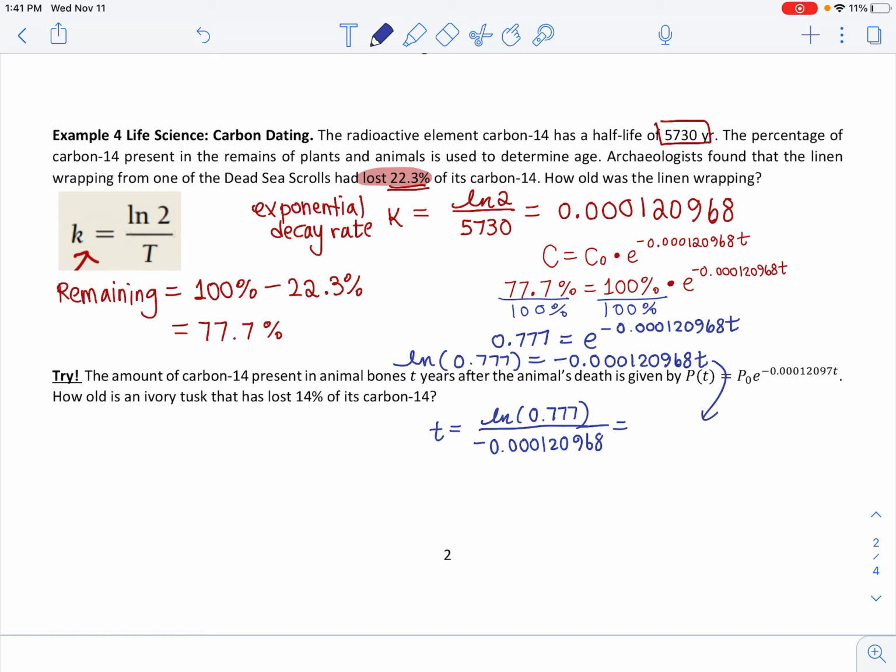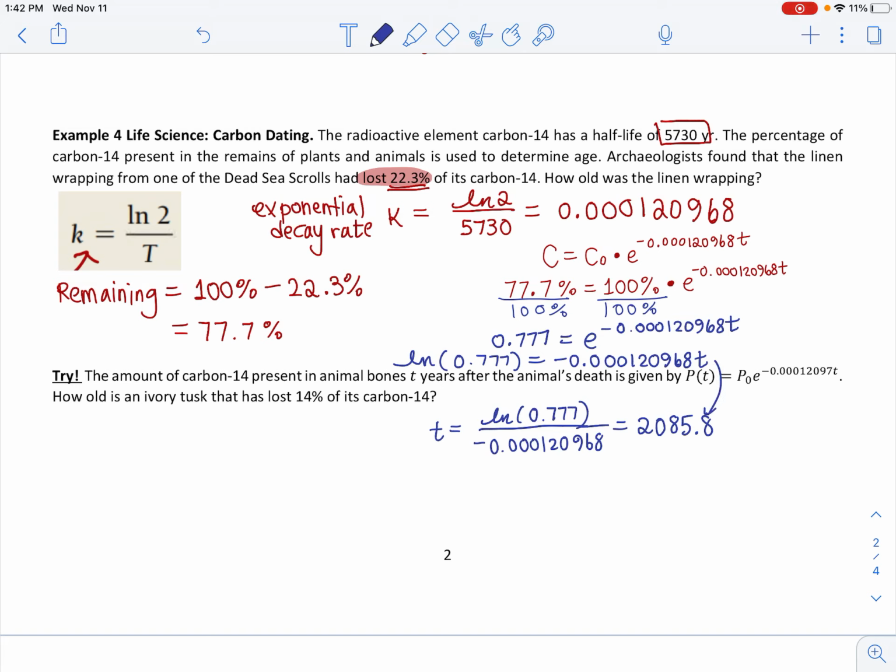Alrighty. How old is this linen wrapping? We're about to find out. And is that important information? Yeah, it is. If it's a dinosaur fossil, we want to know how old this dinosaur was, or, you know, when did it roam the earth? All right, I divided it, guys, and I got 2085.79, so I'll just round it up to 2085.8.